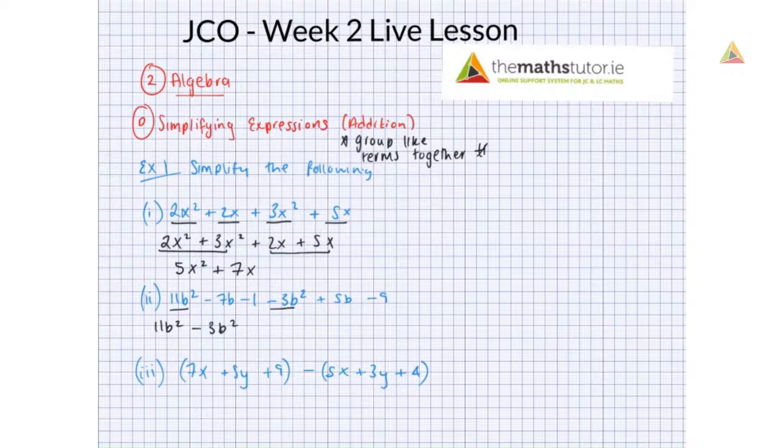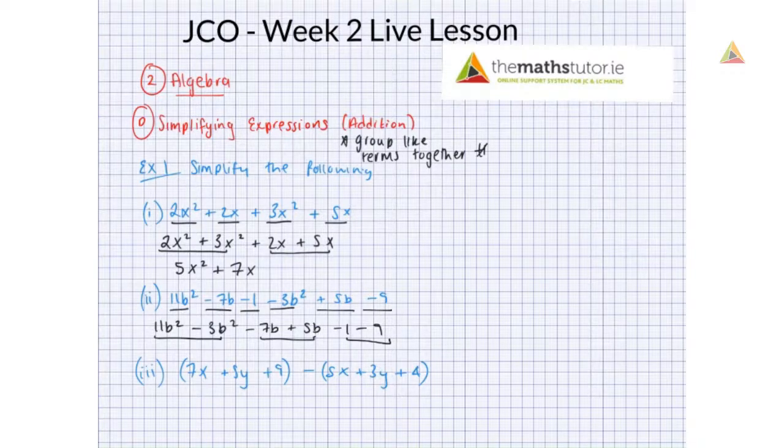Next terms, let's look at the b's. You have minus 7b plus 5b. There's no other b's there, so minus 7b plus 5b. And then finally, you just have the numbers on their own. So you have minus 1, minus 9. So I'm going to put them together. Minus 1, minus 9. We're going to group these together, and these together.